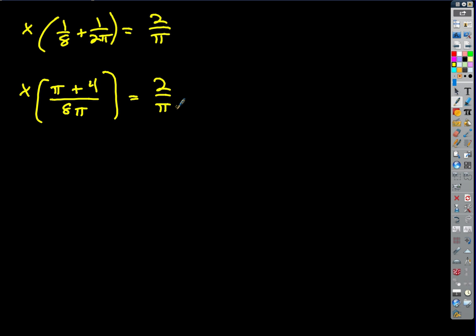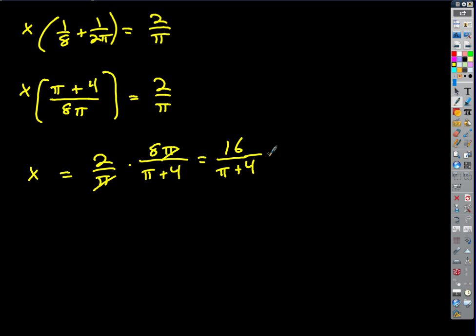We'll multiply each side by the reciprocal. So I get 2 over pi times 8 pi over (pi plus 4). I want to solve for x. Those cancel, and I end up with 16 over (pi plus 4). That's my one critical number. What is that roughly as a decimal? It's 16 over a little more than 7, so it's 2 point something.